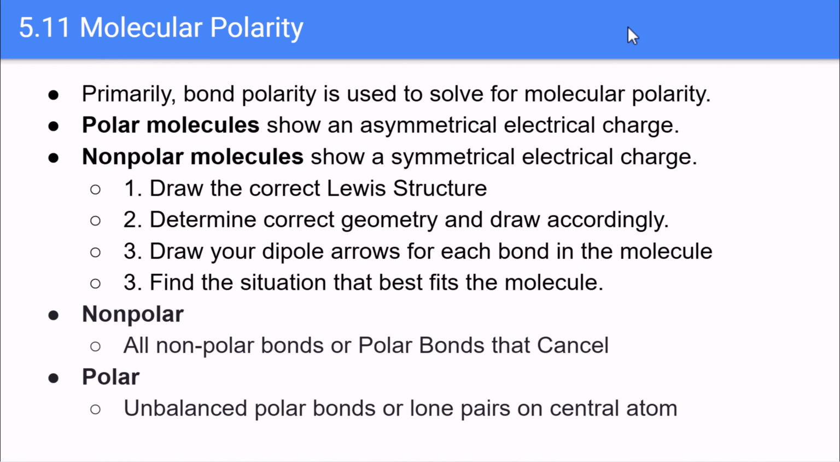And then the next step is to find the situation that best fits the molecule. Nonpolar molecules will have either all nonpolar bonds, so we wouldn't draw any dipole arrows, or polar bonds that cancel one another. Polar molecules are going to have unbalanced polar bonds or lone pairs on your central atom. Now I know that that is going to be different for each class, because this class is a fairly simplistic representation of molecular geometry, polarity, and intermolecular forces. Lone pairs on your central atom are going to be an indication of polarity. So a couple different ways we can go through and do this.